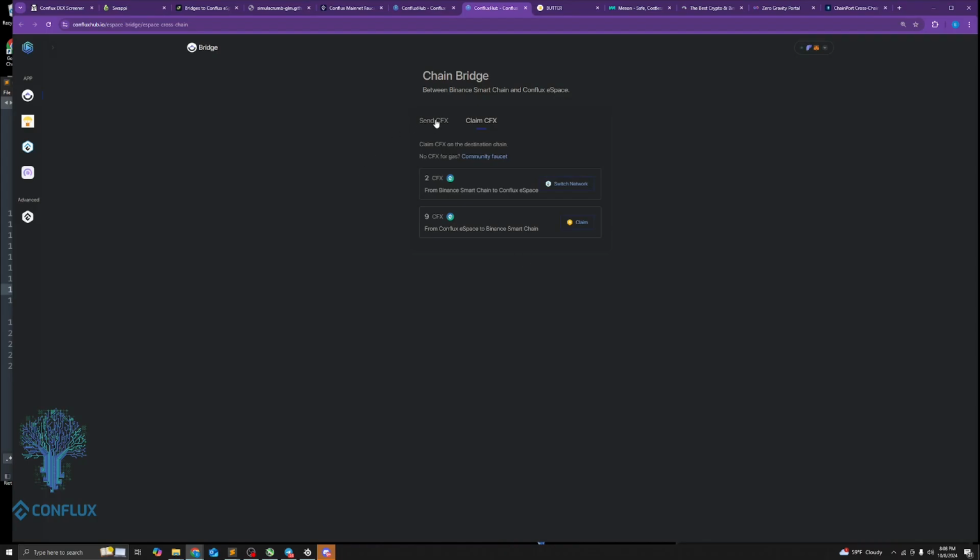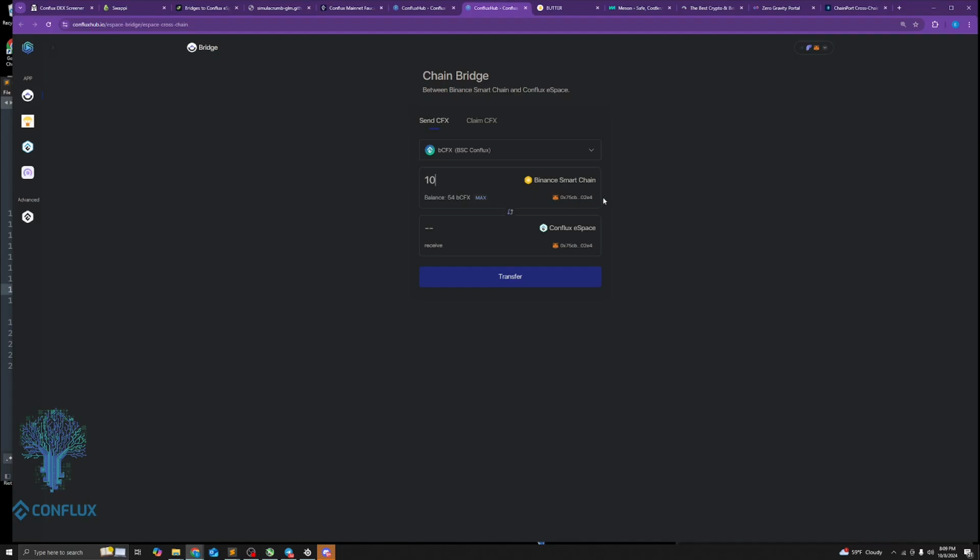I've been testing, so you should start here in the chain bridge. Let's say you're on Binance Smart Chain. If you are a Binance user and you have some assets on Binance Smart Chain, you can always swap some for CFX on PancakeSwap, and then you can use this bridge. So I have 54 of those on BSC. I can just say, okay, I want to take 10 and bring it over to Conflux.